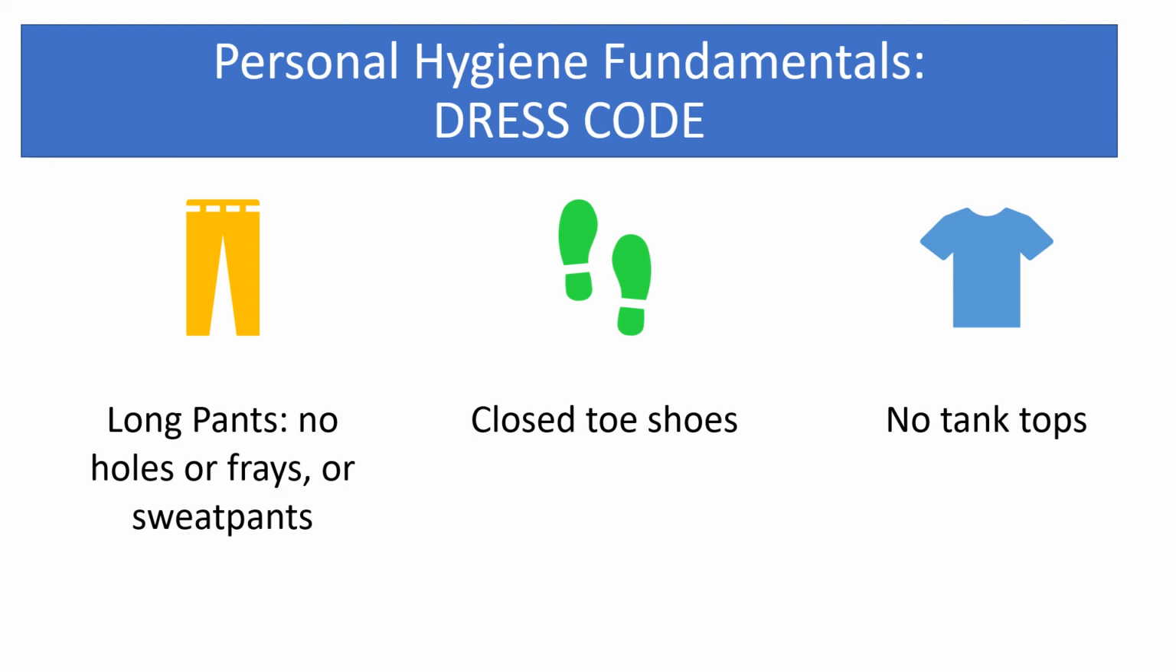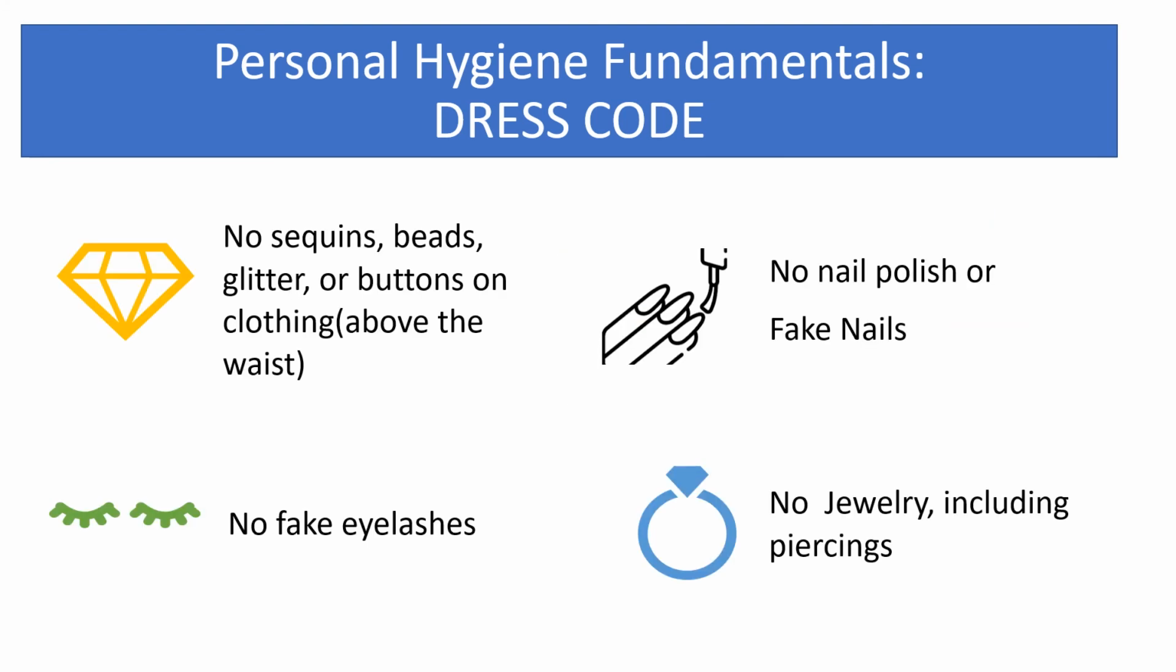Tank tops are not allowed. Our dress code prohibits clothing with sequins, beads, glitter, fringes, or buttons above the waist. The dress code also prohibits nail polish and fake nails, as well as fake eyelashes. The dress code prohibits all jewelry with the exception of a single solid wedding band without stones or etchings.